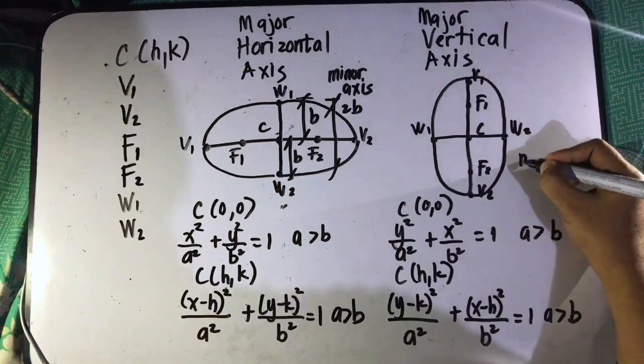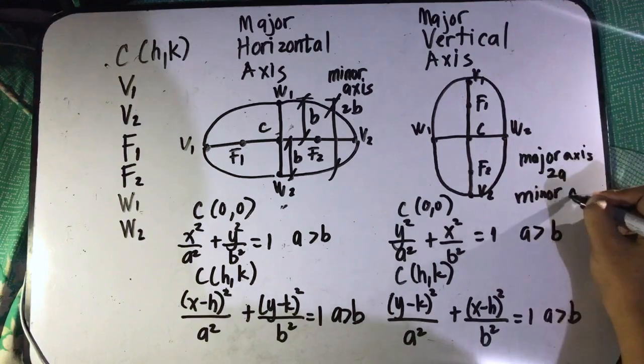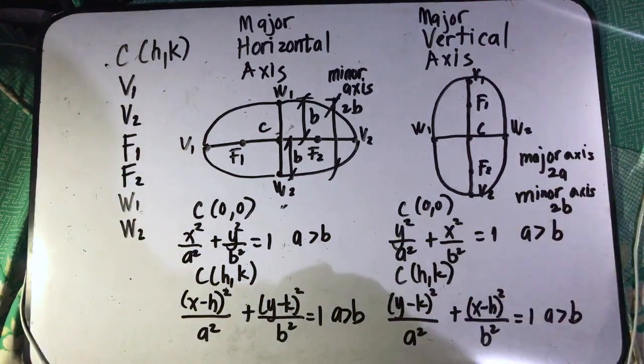And always remember that the major axis, the length is 2a. Minor axis, the length is 2b.